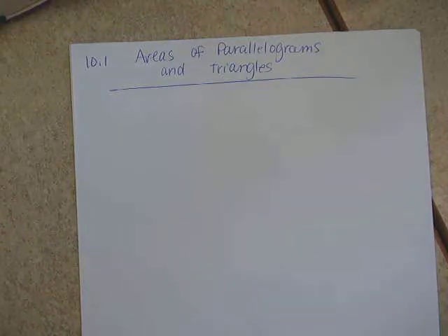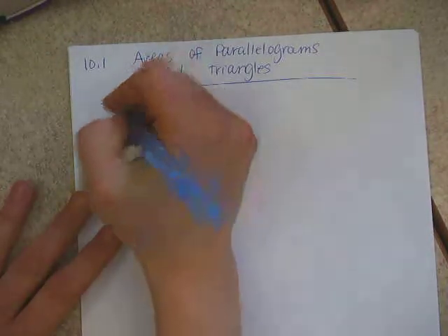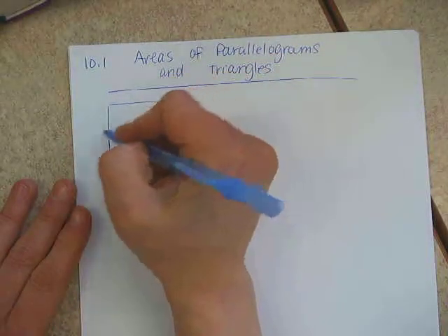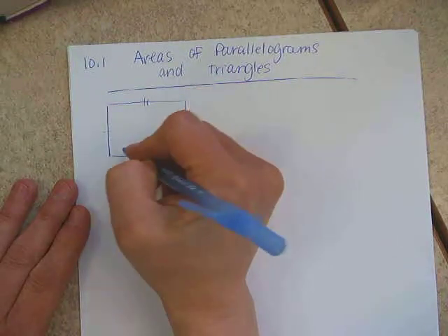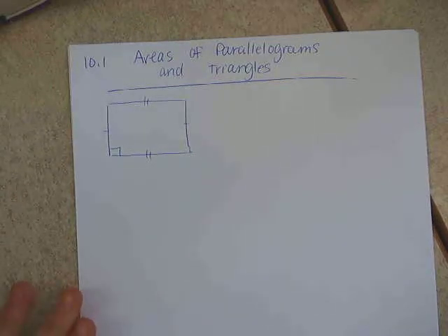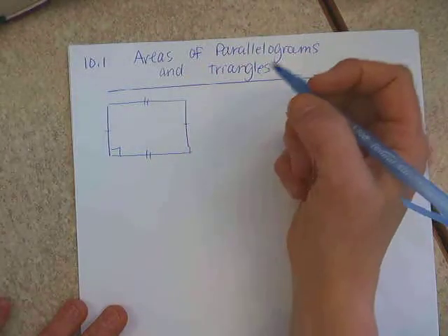10.1 is areas of parallelograms and triangles. And if you recall from the quadrilaterals chapter, your parallelograms actually include regular parallelograms, rectangles, rhombuses, squares. All of those are parallelograms, okay? And we're starting specifically with the rectangle because I know you have learned this formula in the past and you'll be able to relate it to the other parallelograms.